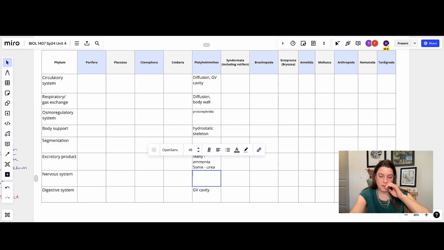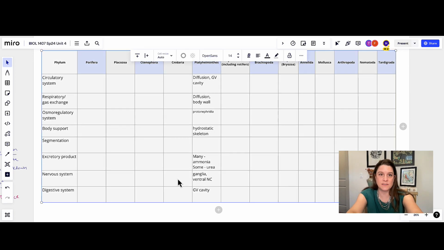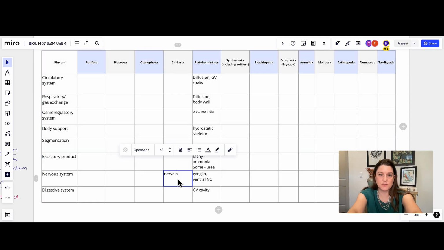Nervous system, they've got a nervous system, just ganglia, not a real brain in their head, of course. And these have a ventral nerve cord. We're going to see that most of the groups have ventral nerve cords with ganglia, unless they're cnidarians or ctenophores, which remember have those nerve nets.